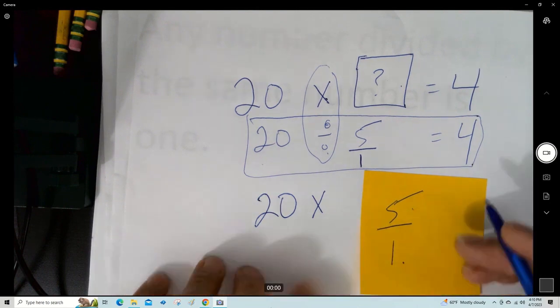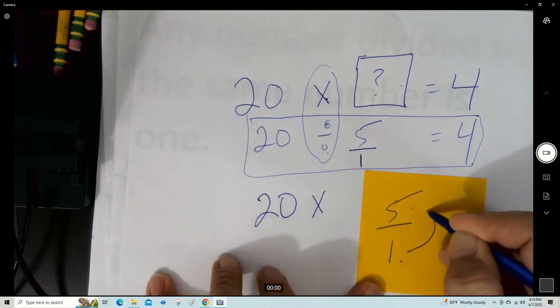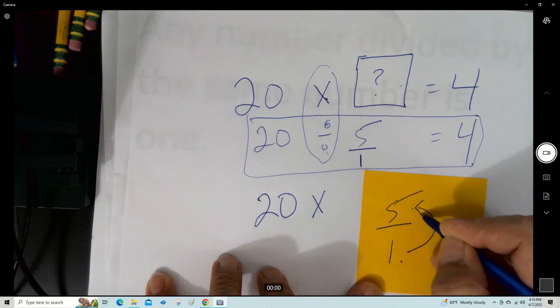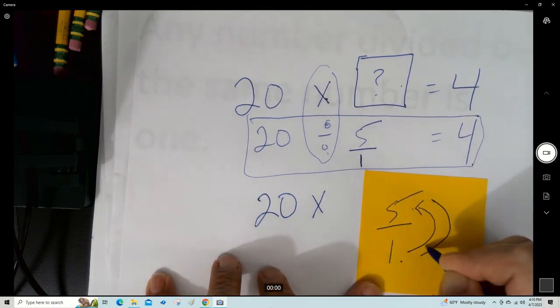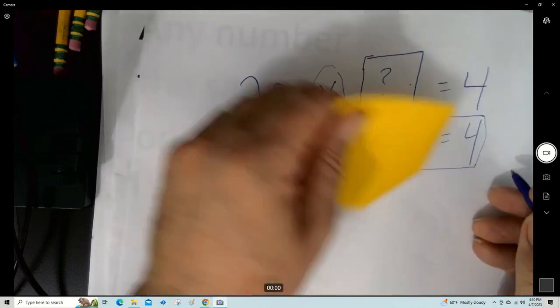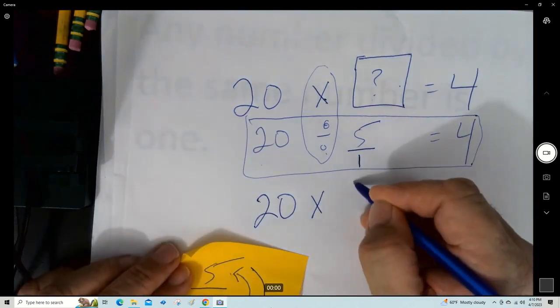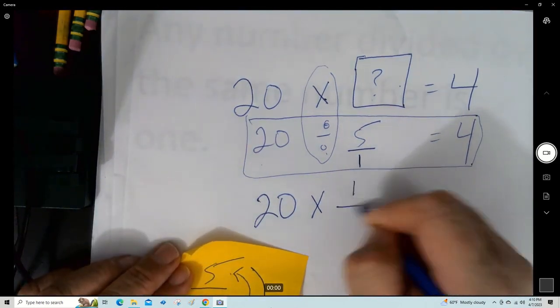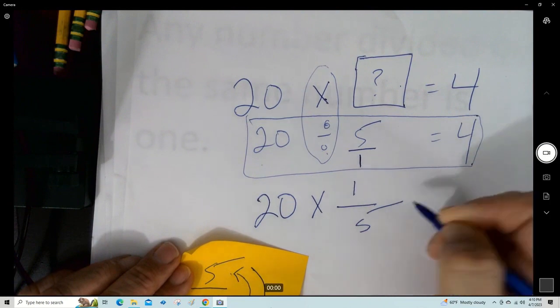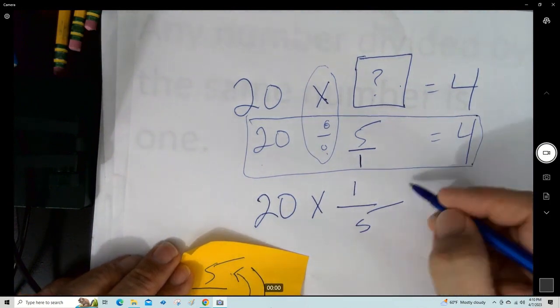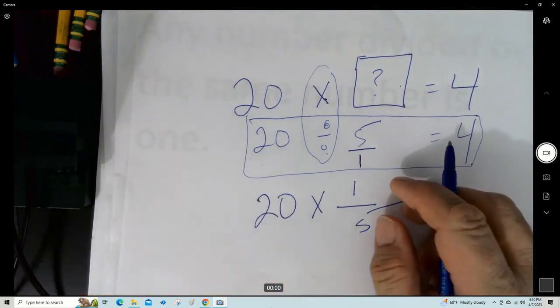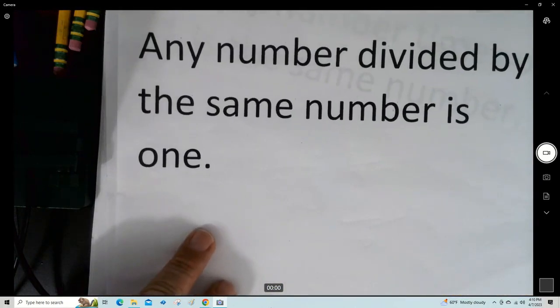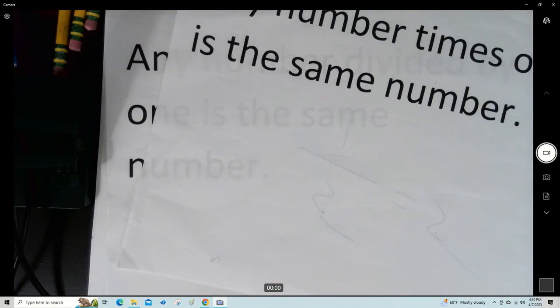What does flip that fraction mean? It means take the denominator and make it the numerator, and take the numerator and make it the denominator. We make the denominator the numerator, and the numerator the denominator. All right? Now, same rules. We're going to keep going back to them.